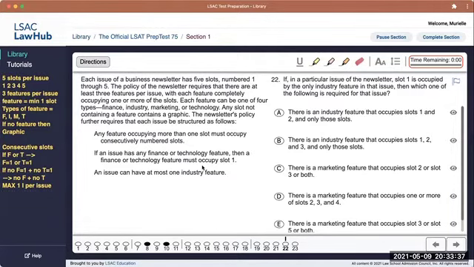Okay, so question 22. If in a particular issue of the newsletter, slot 1 is occupied by the only industry feature in that issue. So if slot 1 is industry, that means it's not finance and it's not technology. So that's going to trigger the contrapositive for the second rule.